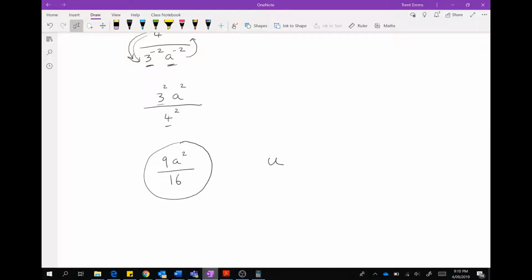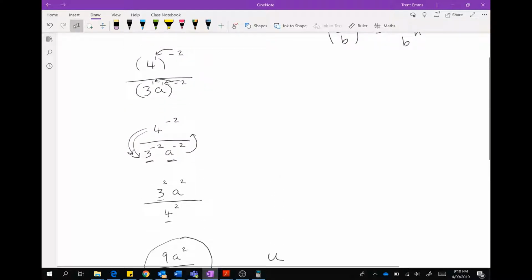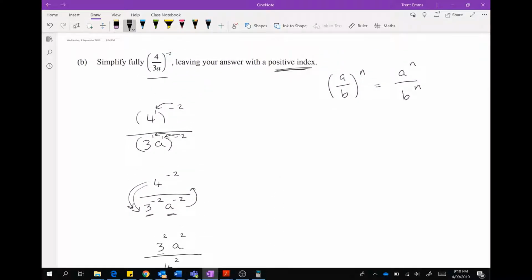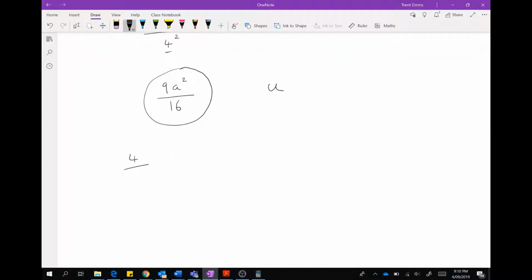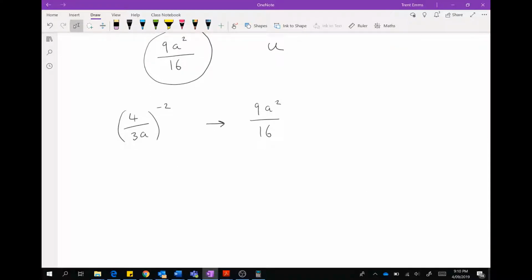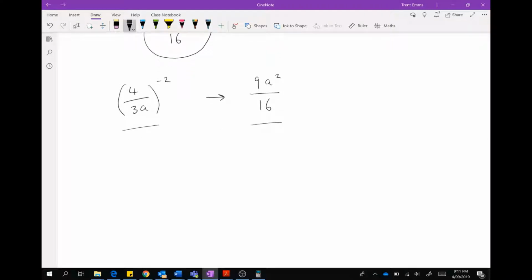If we want to check this is correct, so it's always nice to check our answers are correct so we can move on with confidence, we'll start back with the 4 over 3a all to the power of negative 2. And we said this should simplify to 9a squared over 16. Again, if I plug any value for a into this part and the same value for a into this part, they should be exactly the same because it's just a simplified version. They're the same, I should get the same result out. Let's try a equals 3 this time and see what results we get.